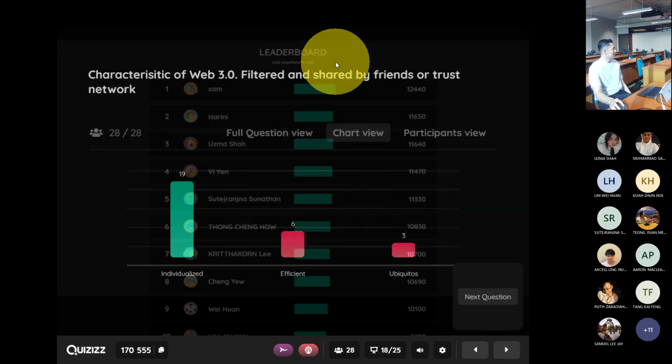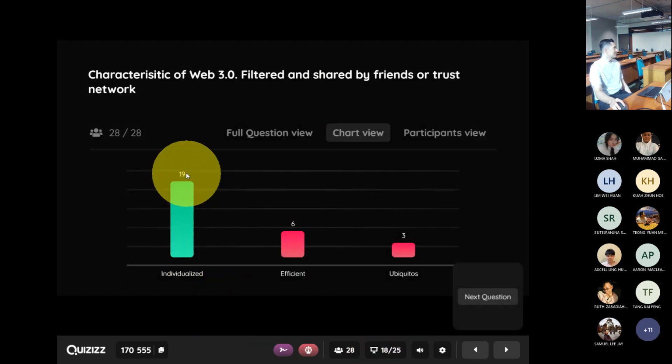Okay, quite a mix of answers here by the looks of it. All right, so this is obviously referring to being individualized. If you notice now for Web 3.0, the information being revealed to you is very filtered. It is looking into a lot of different contexts because it is drawing information from different things, whereby it analyzes the user to see what you like. It doesn't just randomly show you information that is not important to you.